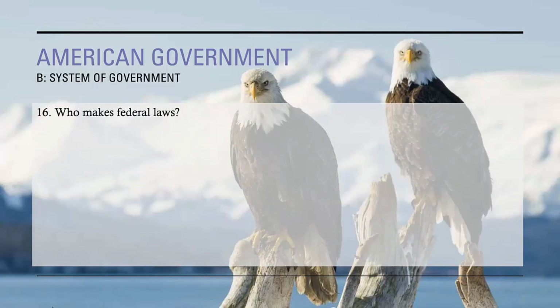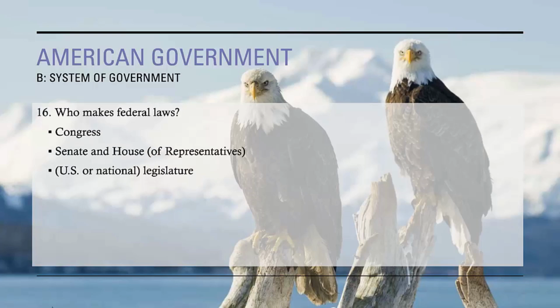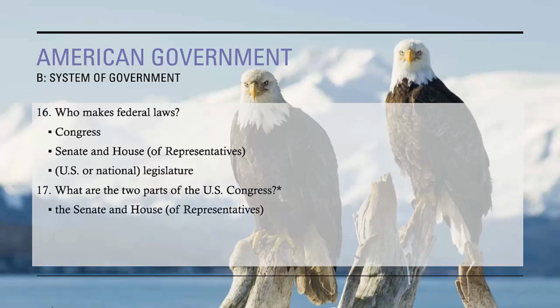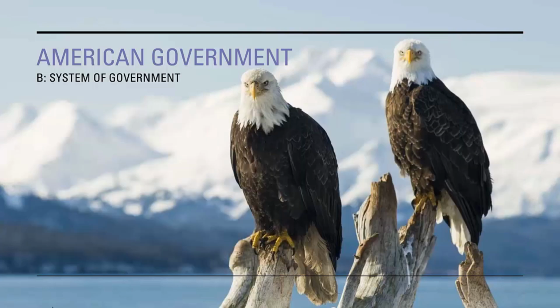Question number 16. Who makes federal laws? Congress, Senate and House of Representatives, U.S. or National Legislature. Question number 17. What are the 2 parts of the U.S. Congress? The Senate and the House of Representatives. How many U.S. senators are there? There are 100 U.S. senators.